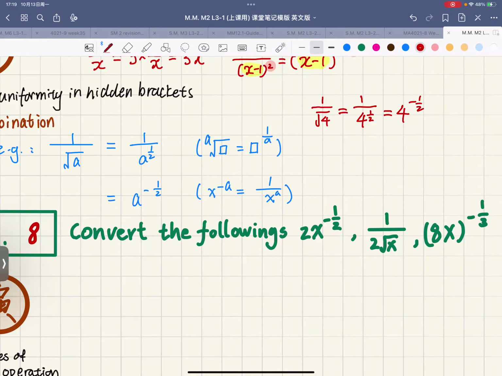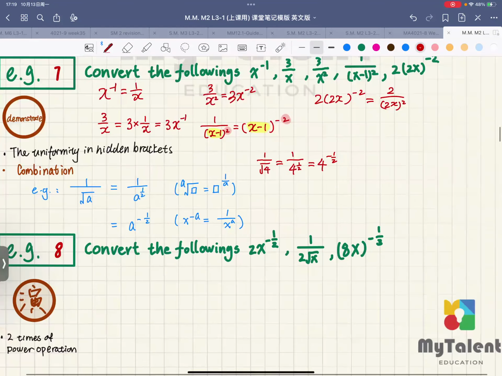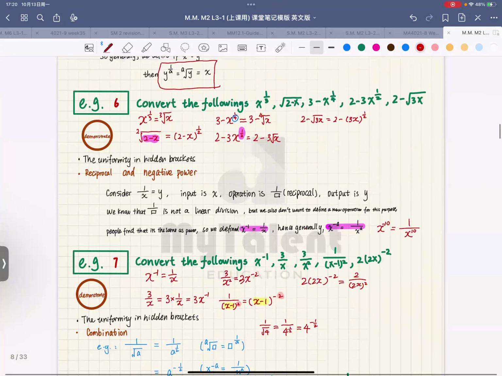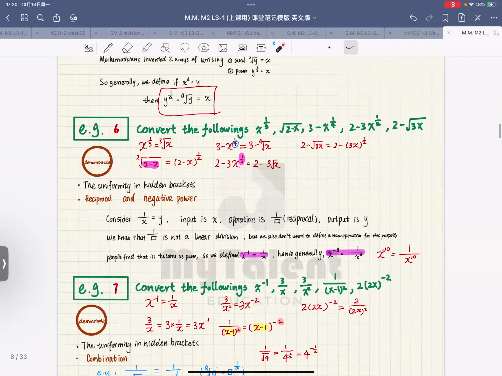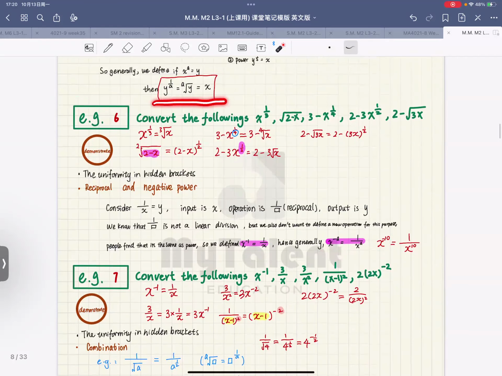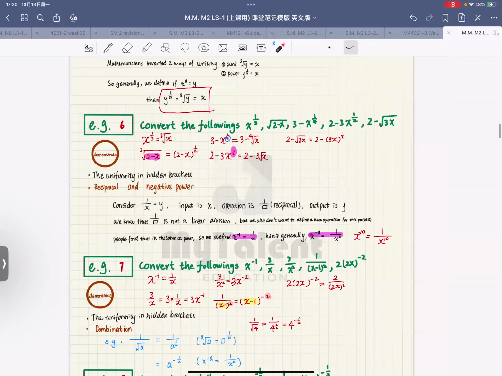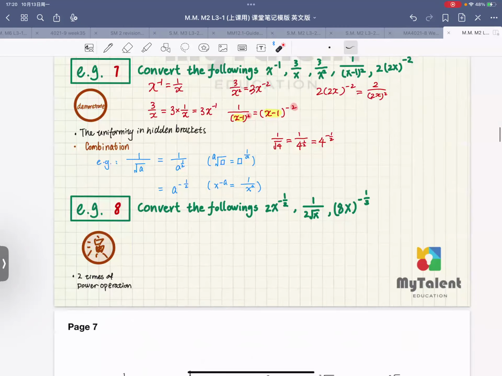So what we just did, basically, we combined this set of formula here with this set of formula. We combine these two. All right. Any questions? No? Okay, let's move on to the example.